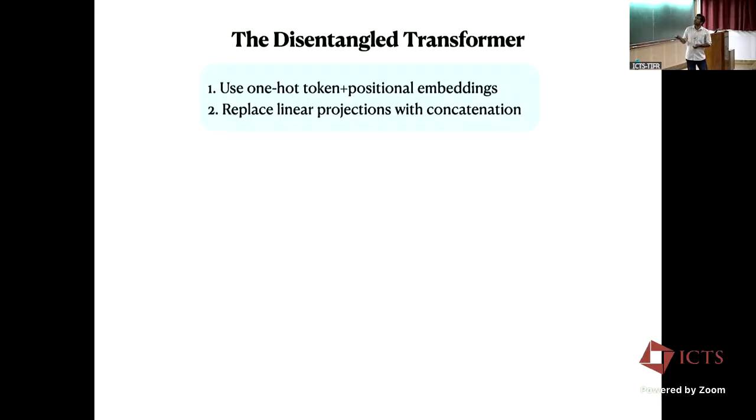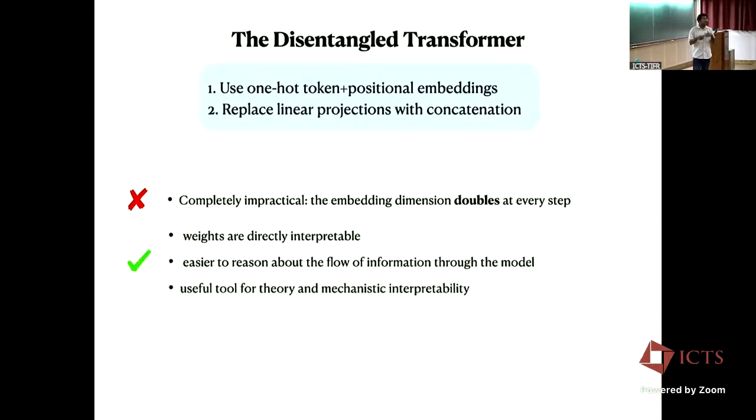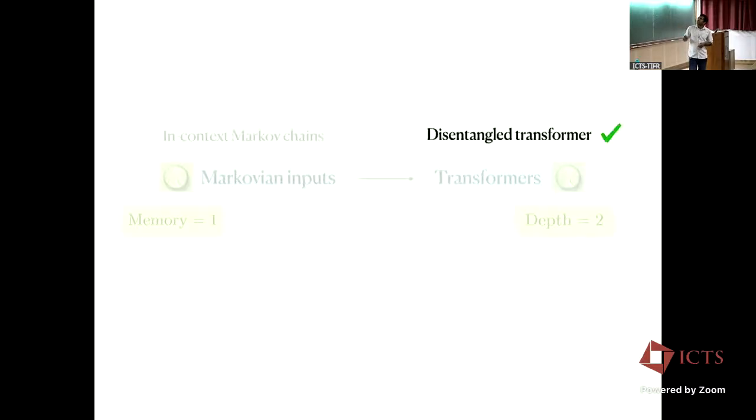As I was saying before, this is definitely a completely impractical architecture, because if you're concatenating at every depth, the dimension keeps blowing up exponentially, getting doubled at every step. Nonetheless, it helps us do theory and we can derive many meaningful insights. That's the reason we stick to it. But at the end of the day, this is without loss of generality because the two classes are equivalent. So this is the architecture.